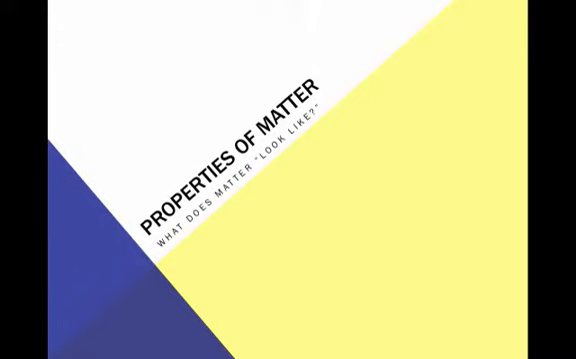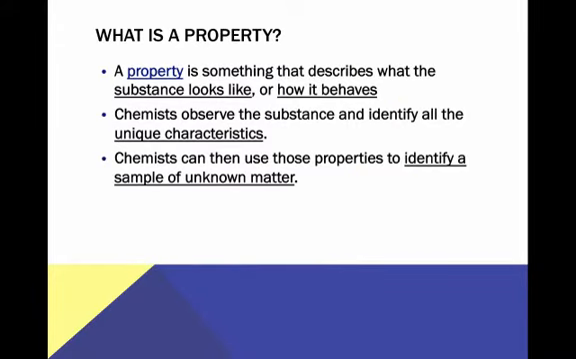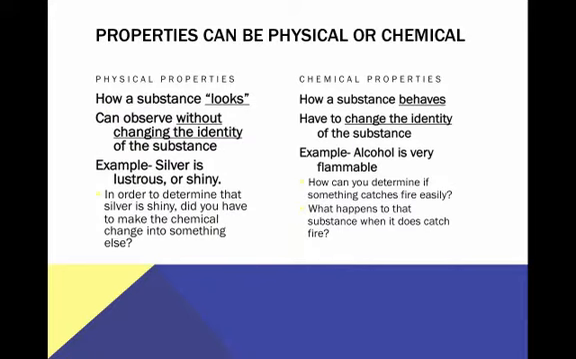All right, so some properties of matter. A property is just something that describes what a substance looks like or how it behaves. Chemists a lot of times will observe the substance. They can identify unique characteristics of it. Some characteristics may not be that helpful to chemists if it's not necessarily unique to one compound or one substance. So chemists can use those properties to identify a sample of unknown matter if they are unique to that type of matter. Okay, we can have physical or chemical properties.